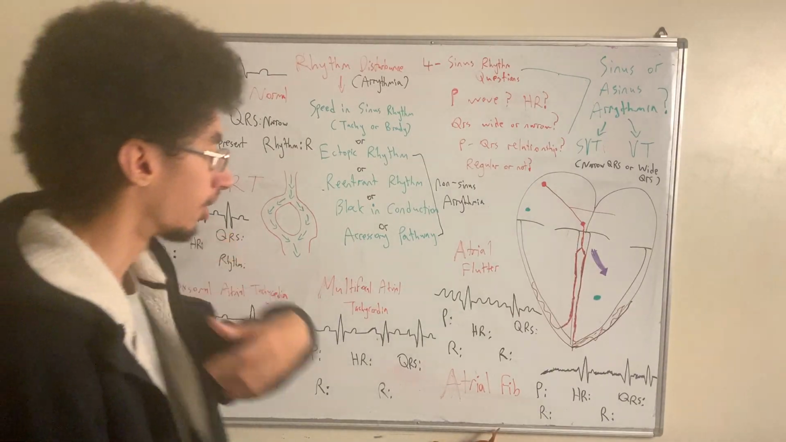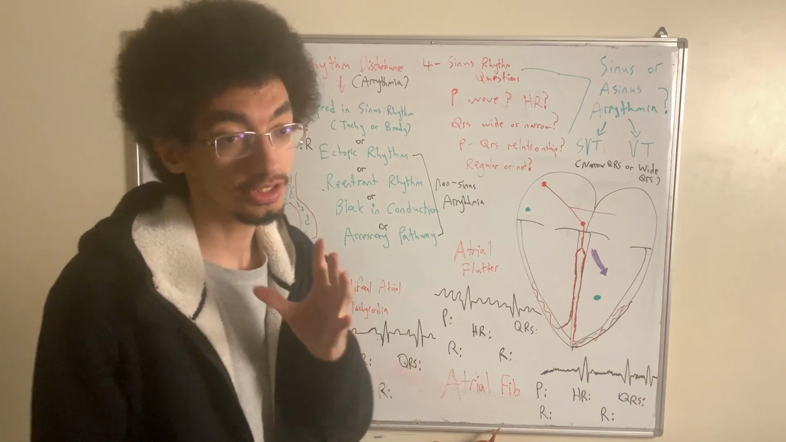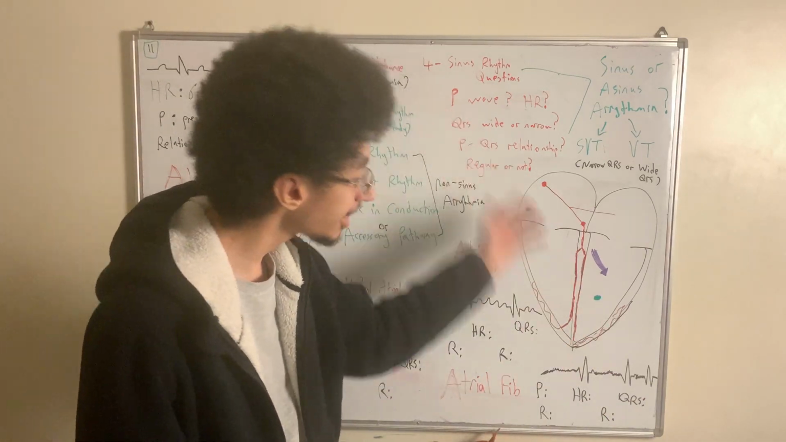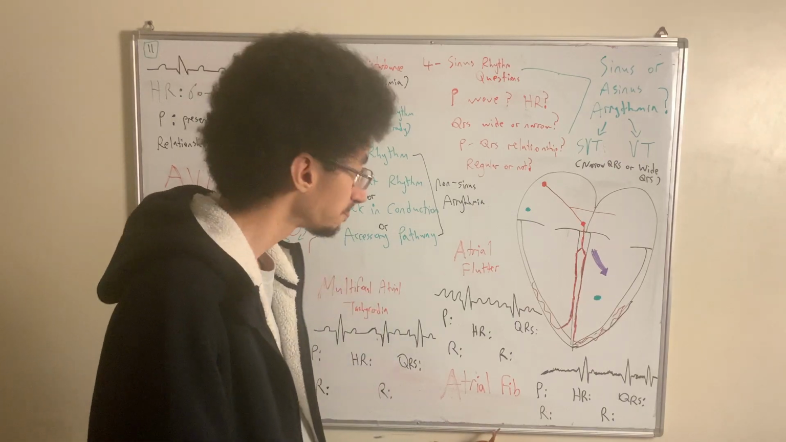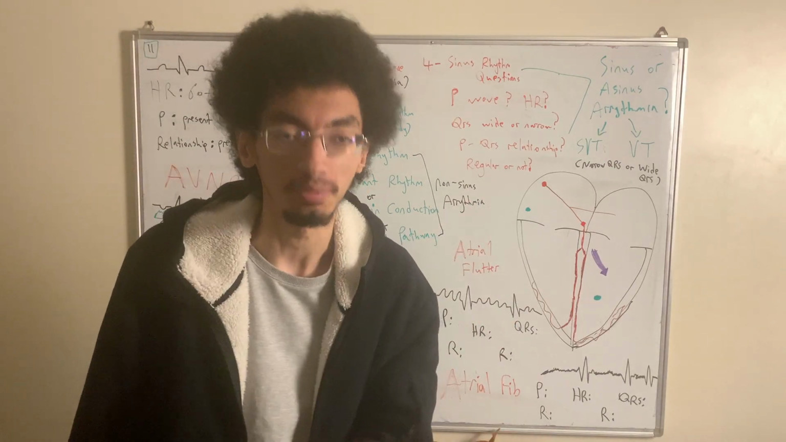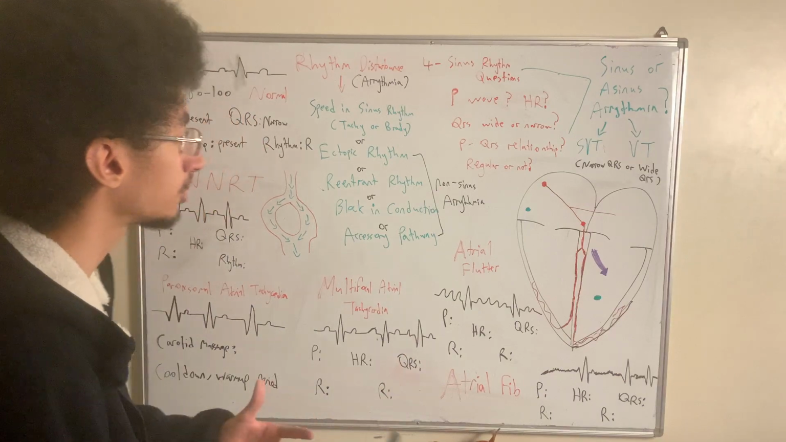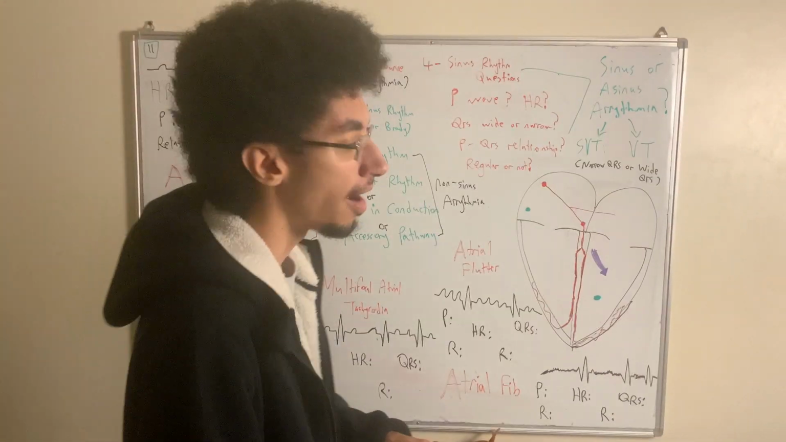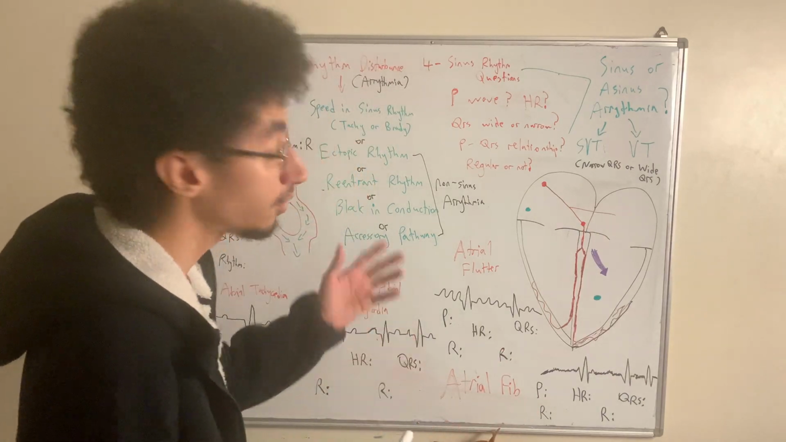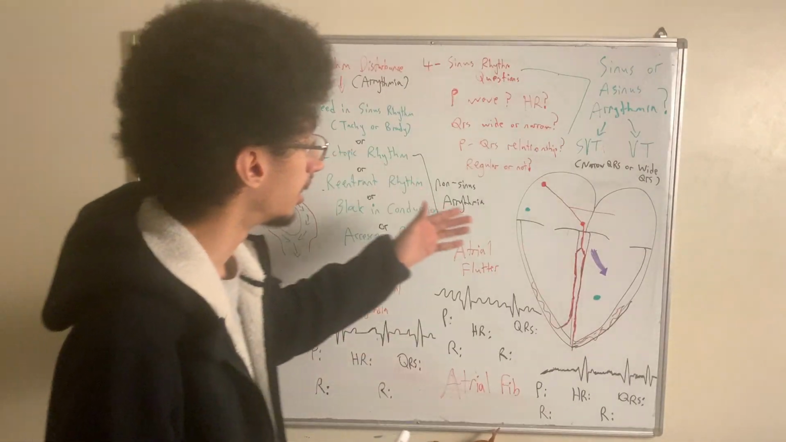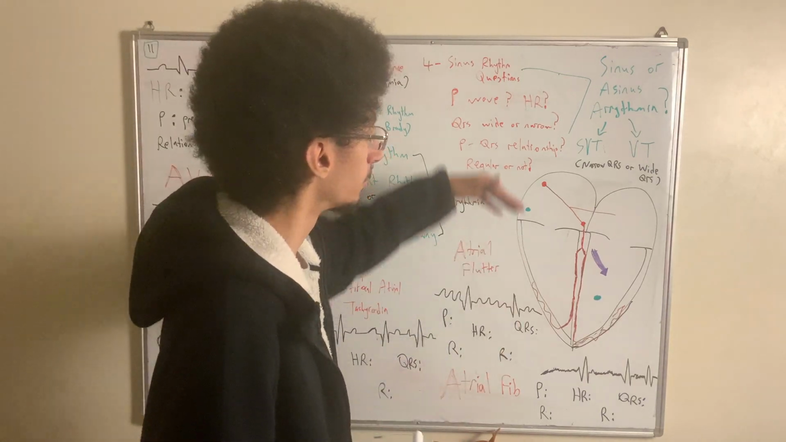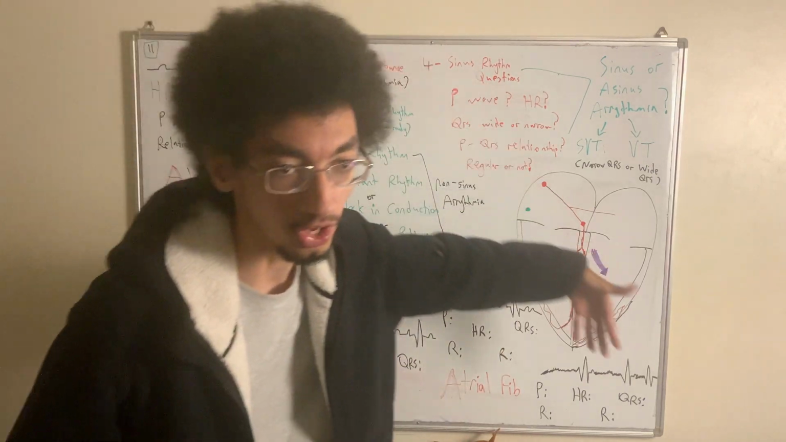Alright, now this is the normal, and this rhythm can be disturbed. This pathway can be disturbed, and it can give us an arrhythmia. And there are many ways in which an arrhythmia can occur. Before we talk about that further, one more thing I want to mention regarding the conduction system of the heart.